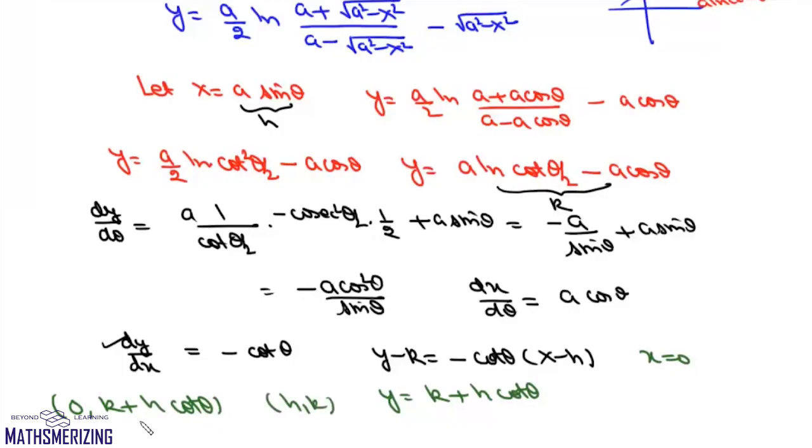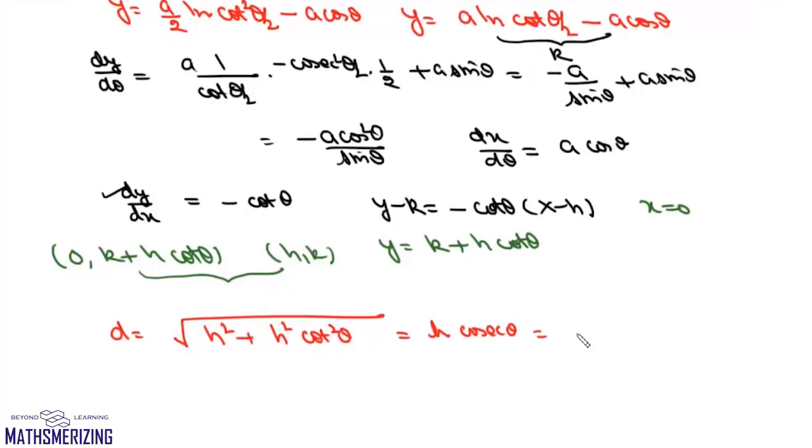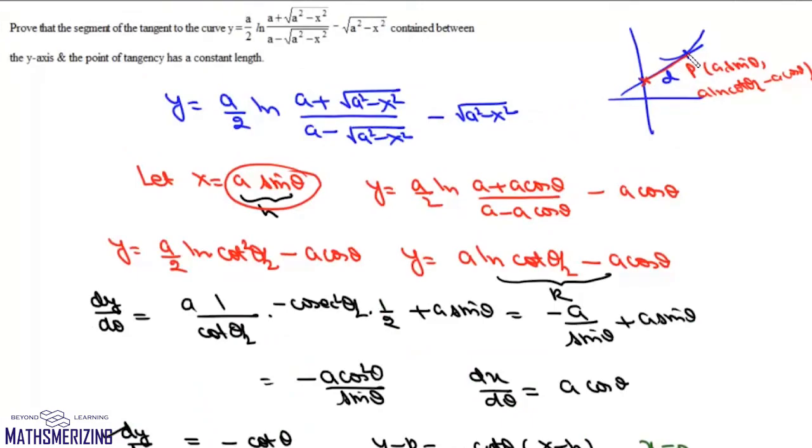We need to prove that this distance is independent of theta. Now we use the distance formula. We can write this as under root of h square plus h square cot square theta. So it will be h, and then under root of 1 plus cot square theta is cosec theta. So it will be a sin theta into cosec theta, and it will be simply a. So this distance from the point on the y-axis to the point of tangency will always be constant, and it is equal to a. And this is what we needed to prove.